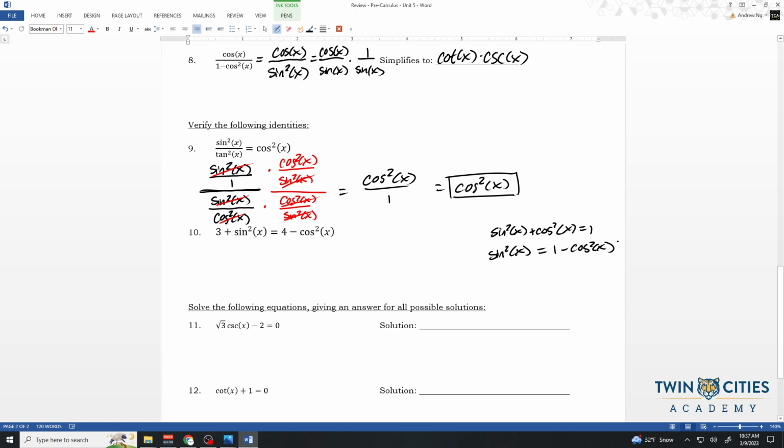So what I can do is say 3 plus sine squared. This is the same as saying 3 plus 1 minus cosine squared, which 3 plus 1 is 4, and I still have minus cosine squared of x. And then now that matches the other side. So this shows that yes, this is an identity.